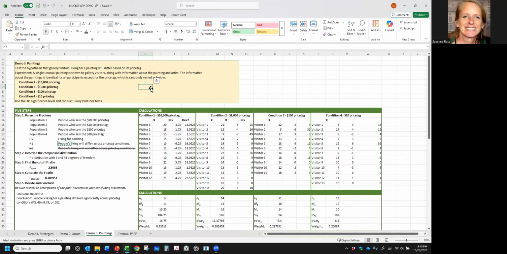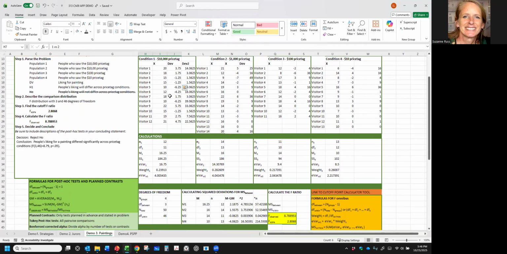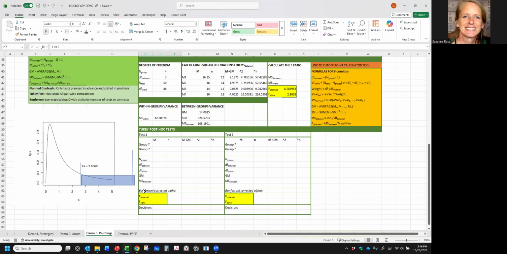So what pairs do we have? Well, we have 4 conditions. We have condition 1 versus condition 2. We'll have to do 1 versus 3. We'll have to do 1 versus 4. We can do 2 versus 3, 2 versus 4, and 3 versus 4. So this researcher is going to have to do 6 statistical tests. And that's a lot of work. And even worse, that means he's got to divide alpha by 6. That's the Bonferroni correction.